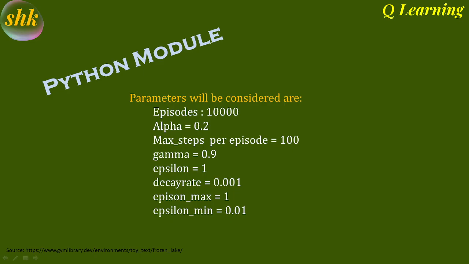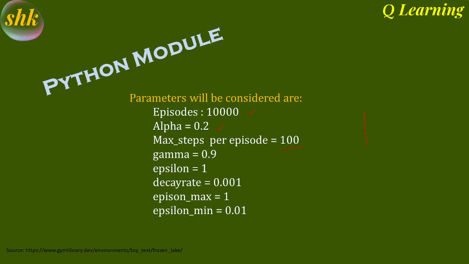For implementation of this Q learning mechanism on the frozen lake, we are using Python code. In the Python code, a few parameters are required. In the program, we are going to consider the number of episodes. The total number of episodes is 10,000. The learning rate is 0.2. In each episode, the maximum steps we are taking is 100. So what is this maximum for?